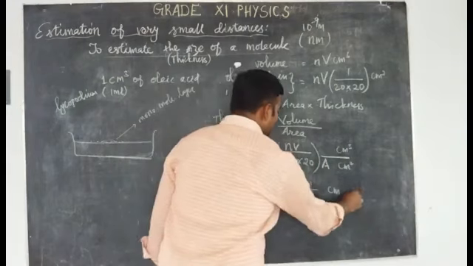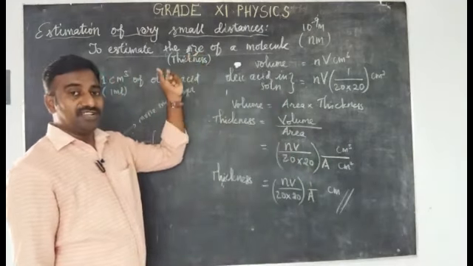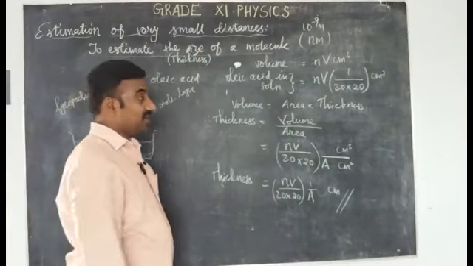So we have calculated the thickness of the molecules, the molecular size, the monomolecular layer. Mainly we have to form the monomolecular layer.